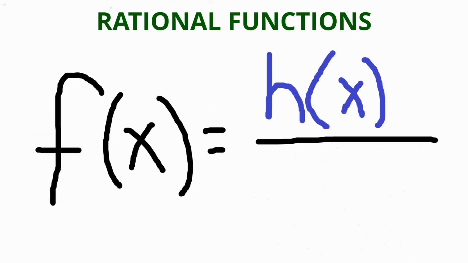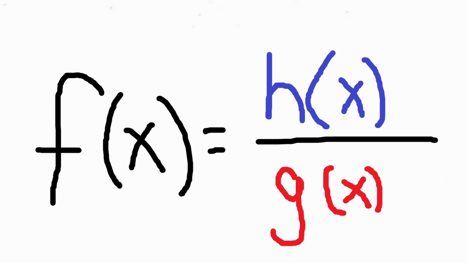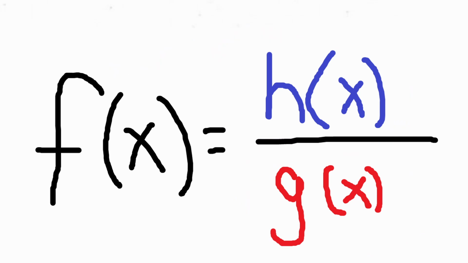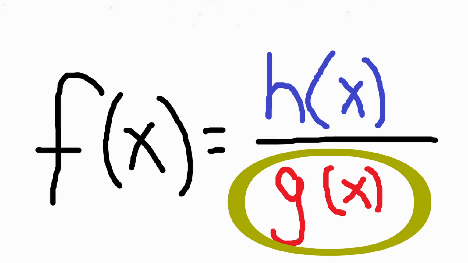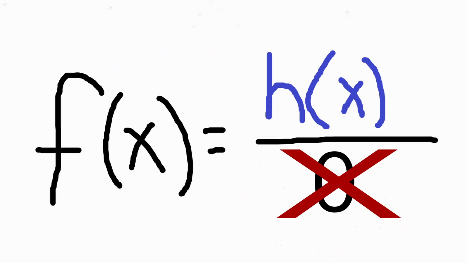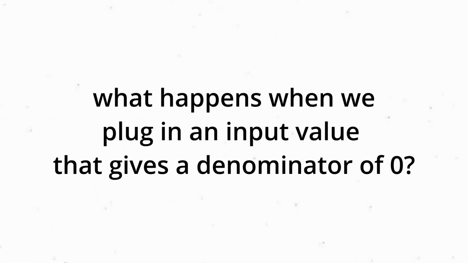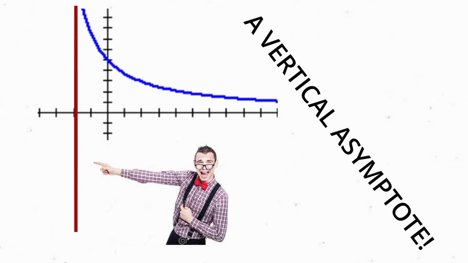Who am I kidding? Rational functions involve a polynomial divided by another polynomial. If you thought one function was enough to give you a headache, now you got two. Prepare to have an absolute monster migraine attack. In a rational function, the numerator and the denominator are both polynomials. Usually the drama comes from the denominator, because we're not allowed to divide by 0. And as we've learned, my dear pupil, what happens when we plug in an input value that gives a denominator of 0? A vertical asymptote!